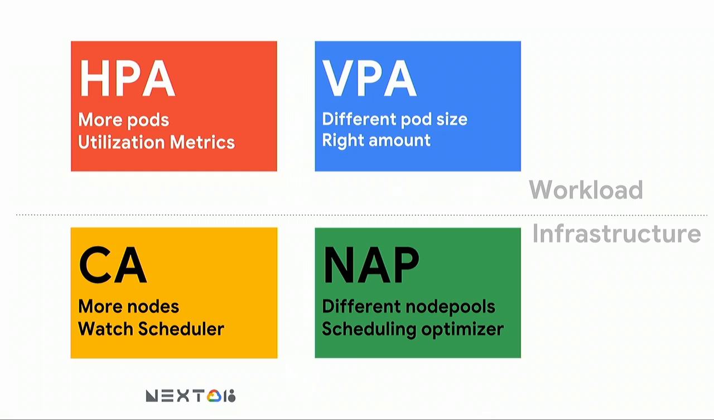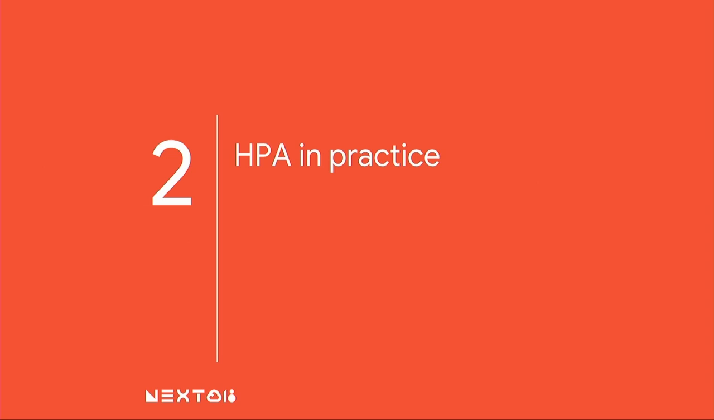All right. So here in the story, we have 4 dimensions of autoscaling. HPA, as we call it, horizontal pod autoscaler: more pods based on the utilization metrics. Vertical pod autoscaler: different pod sizes, the right amount. Cluster autoscaler: more nodes based on pending pods in the scheduler. And then node auto-provisioning, all the goodies there are, different node pools, and the overall scheduling optimizer. This is what we're going to talk about.